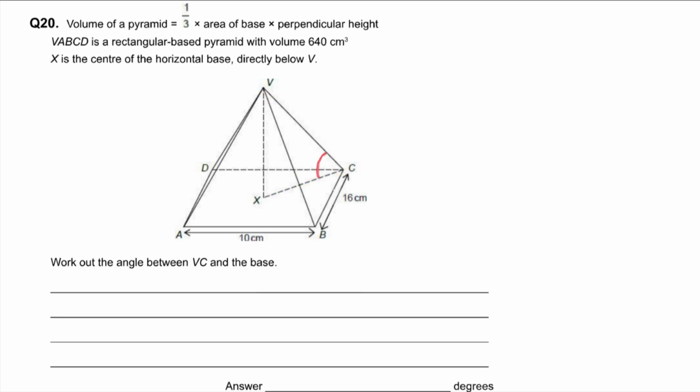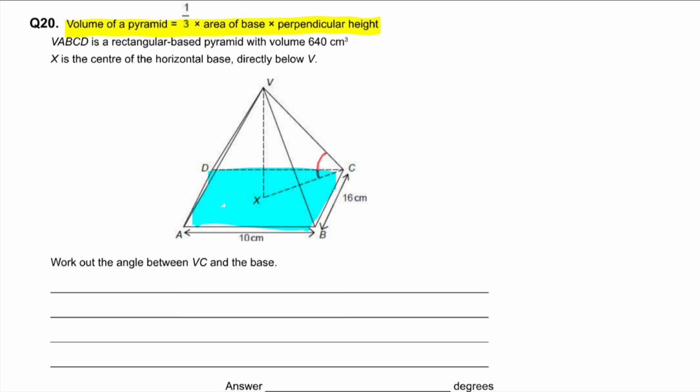Okay, right, what do we know? We've got the formula for the volume of a pyramid. I'm sure that's going to come in handy. And we know that the rectangular base is 16 by 10. So we know the area of this base, don't we? We can work it out. And we've got the volume. So from that, we should be able to work out the perpendicular height.